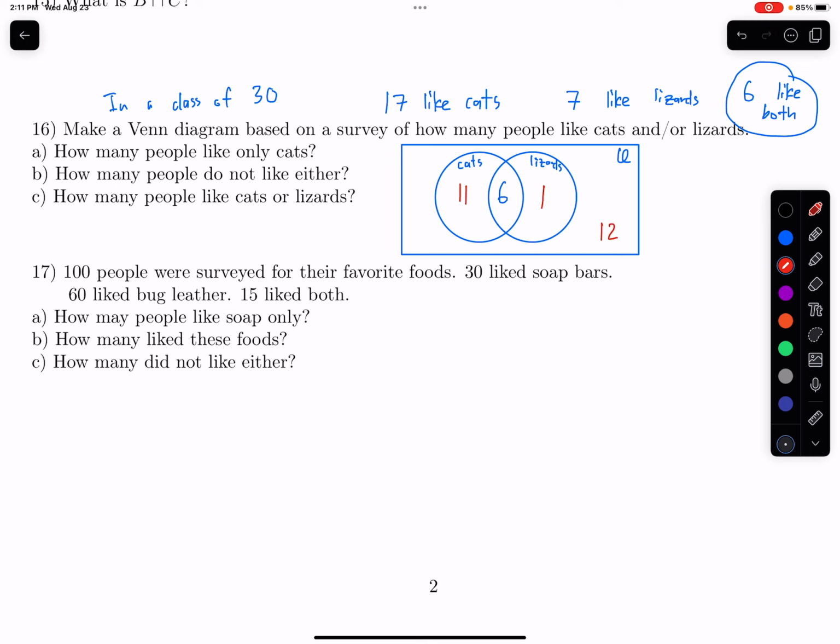Now let's answer the questions. How many only like cats? 11. That's this category, right? How many do not like either? So the haters out there, 12. How many people like cats or lizards?